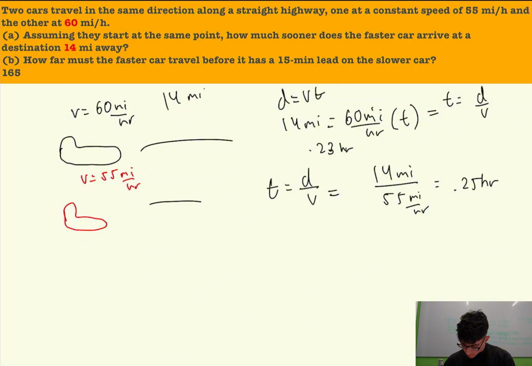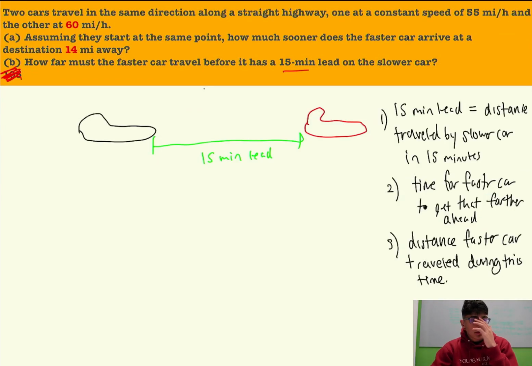So how much sooner? Just subtract it, right? 0.25 minus 0.23 hours. He's going to take 0.02 hours more. That's really it. Okay, so now we're on part B.